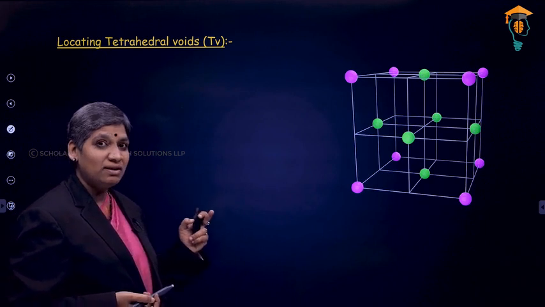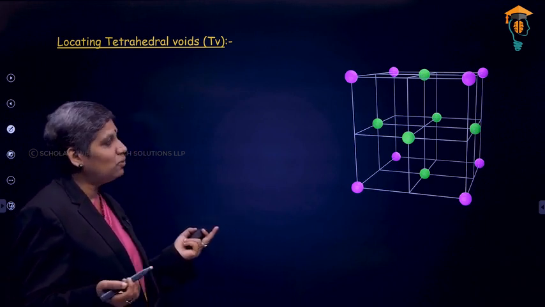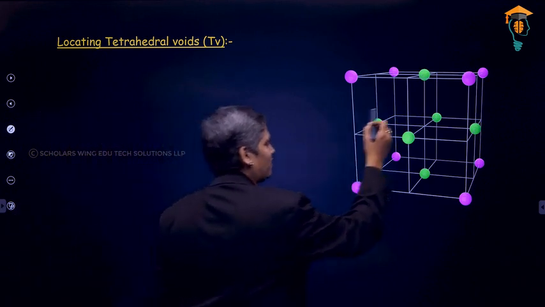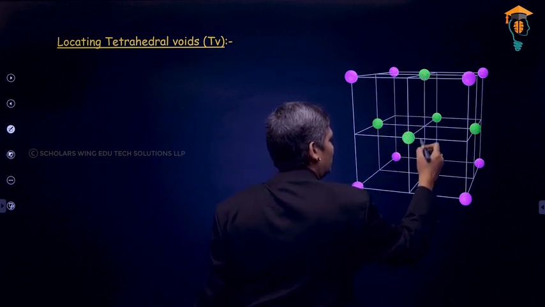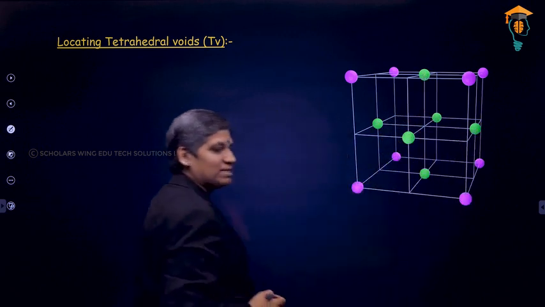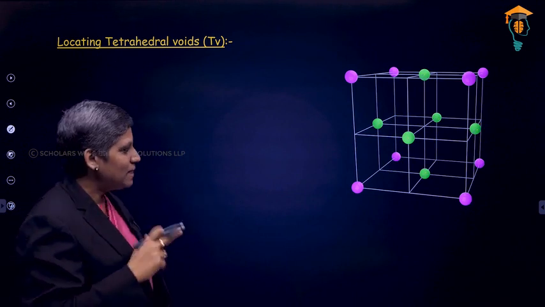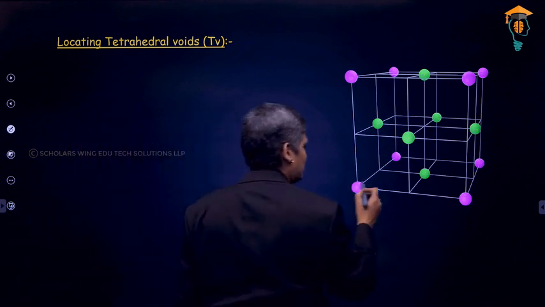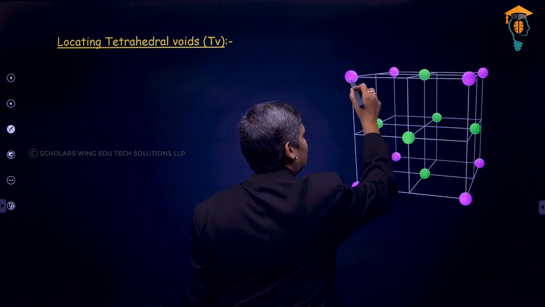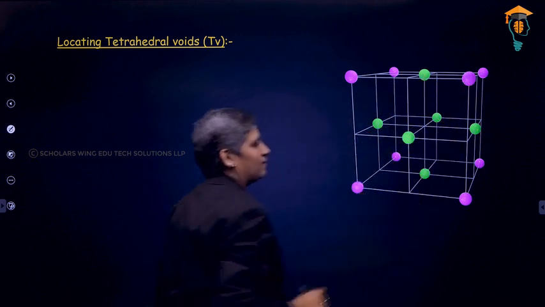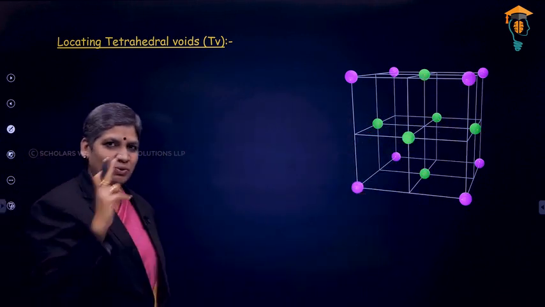How many faces are there? 6 faces, we know that. So at the center of each of the faces, look here, 1, 2, 3, 4, 5, 6, you have 6 face-centered spheres. At the same time, you have 8 at the corners. Look, so this is your FCC unit cell.